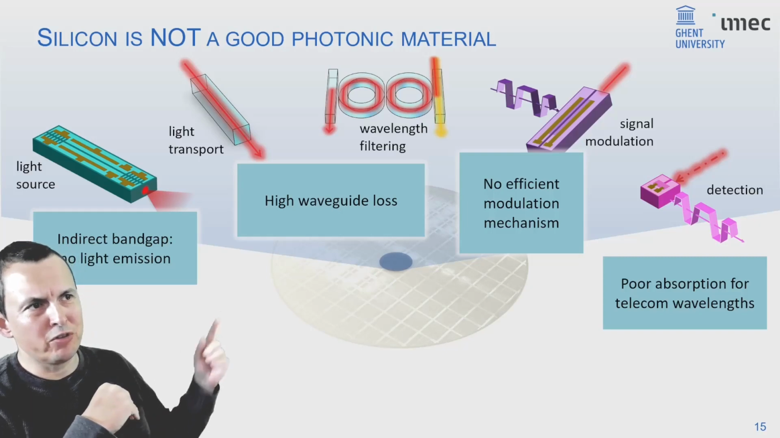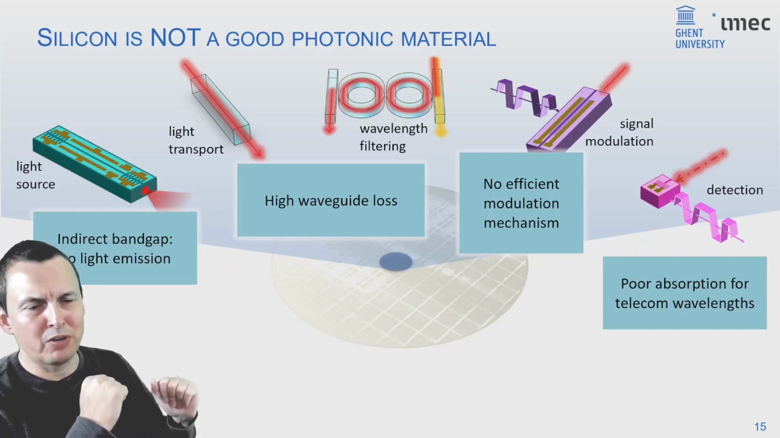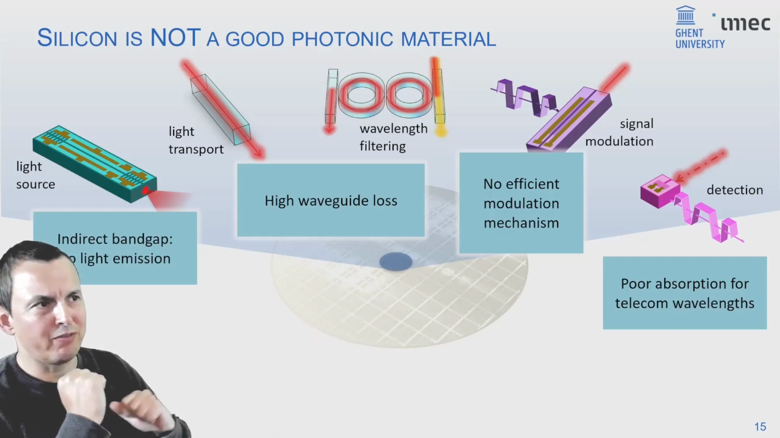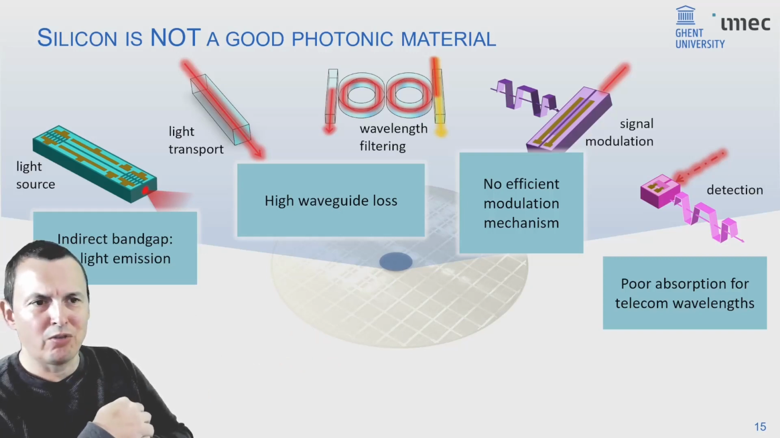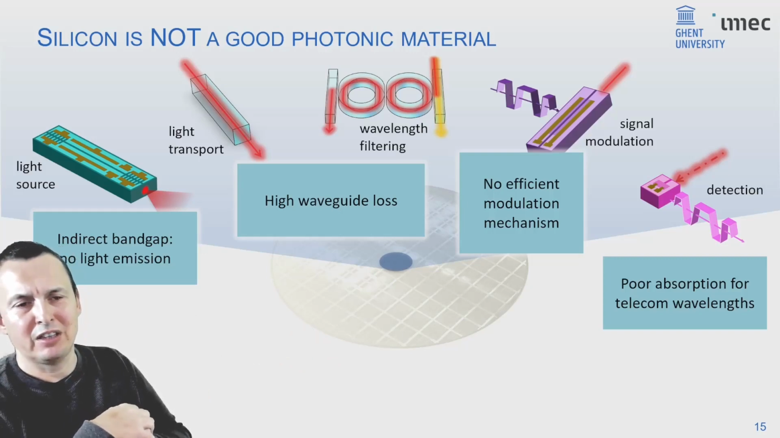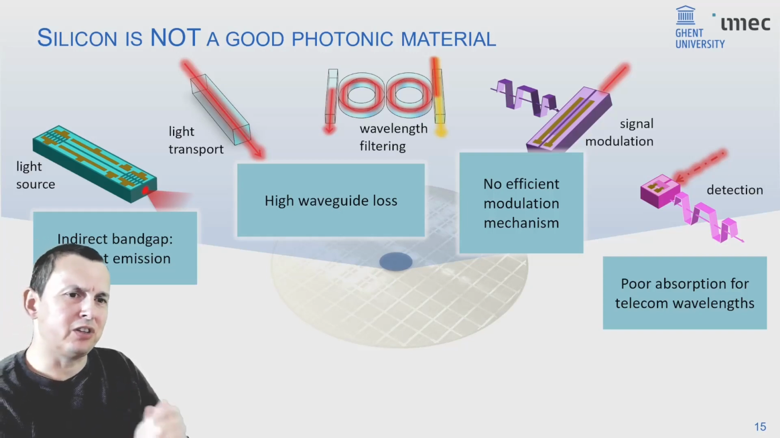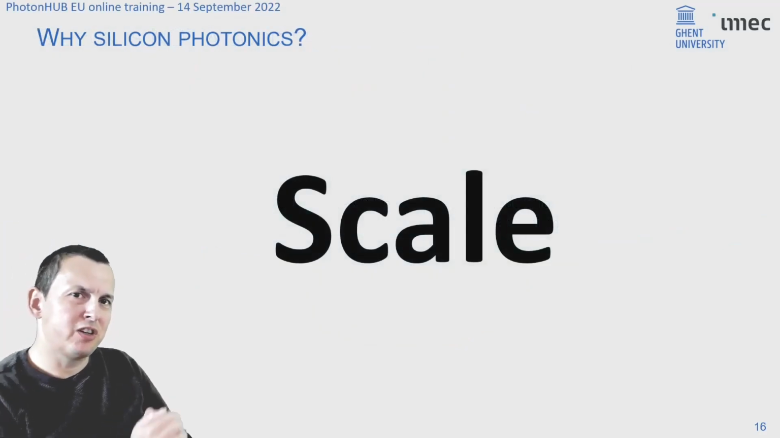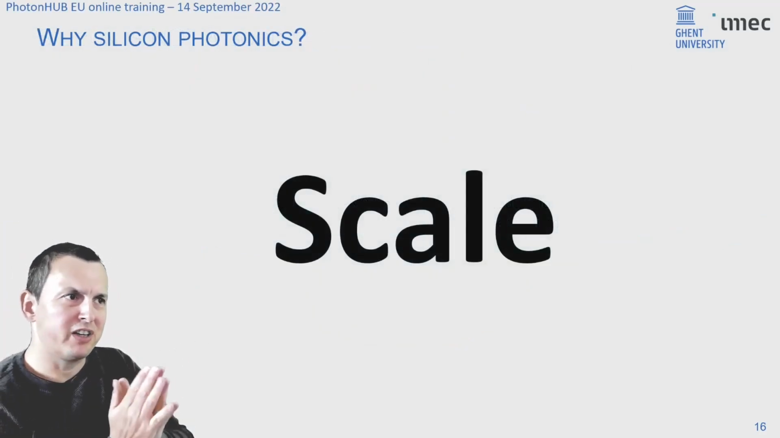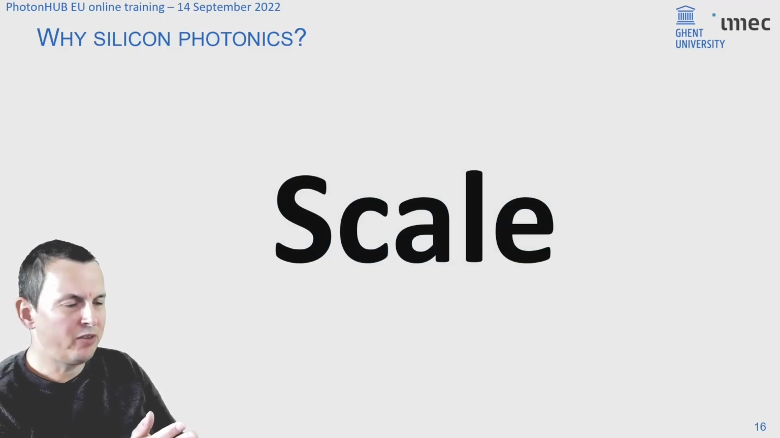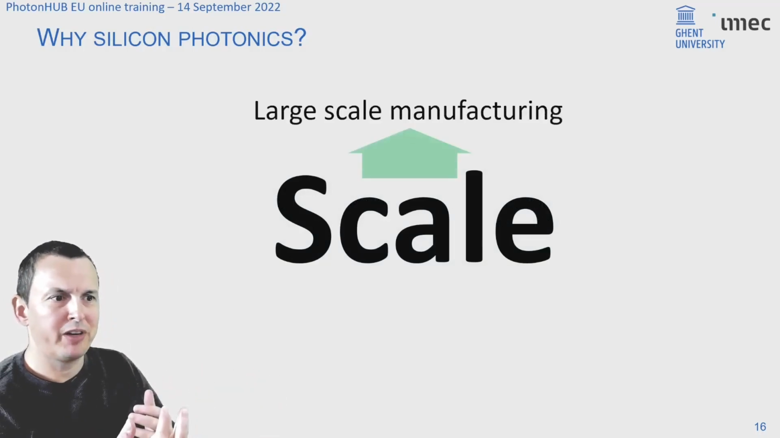And of course, if you're using silicon as a waveguide, it should be transparent, which means that you don't have an absorption that you can use for a photodetector. But still, silicon gives us major advantages. And you can summarize the advantage of silicon in one word, actually: scale. On one hand, we have the large-scale manufacturing that I already mentioned.